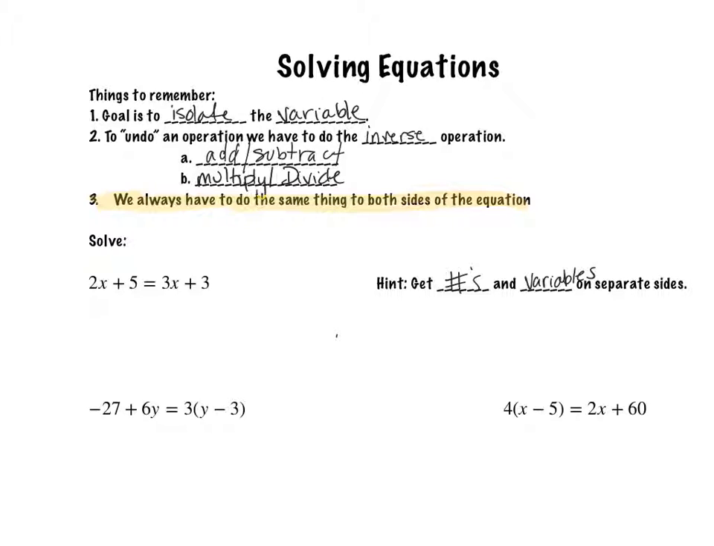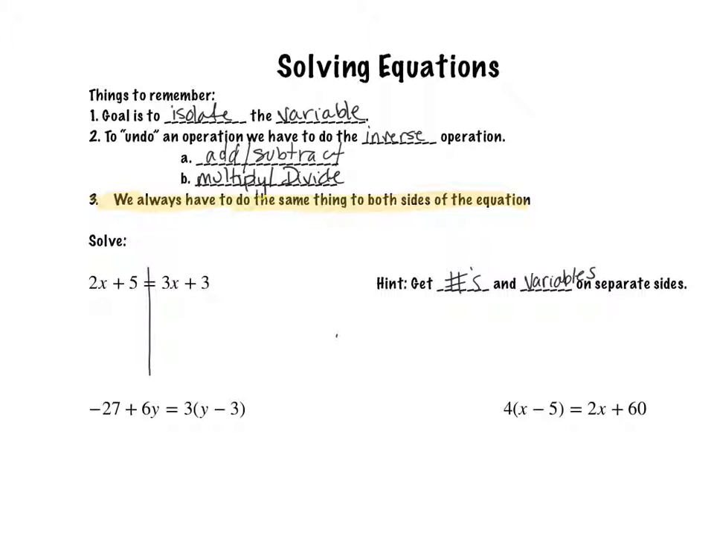So pick a side to move them to. I don't care. It doesn't matter. Sometimes it makes more sense to move to one side or the other, but you can decide. The other thing I would suggest you do is if you have a hard time seeing which side is each side of the equal sign, draw a line through the equal sign, and those are your two sides, your left and your right side.